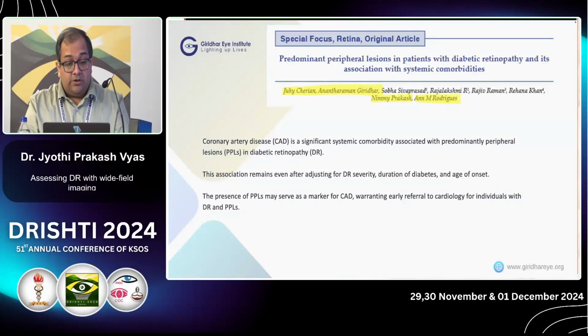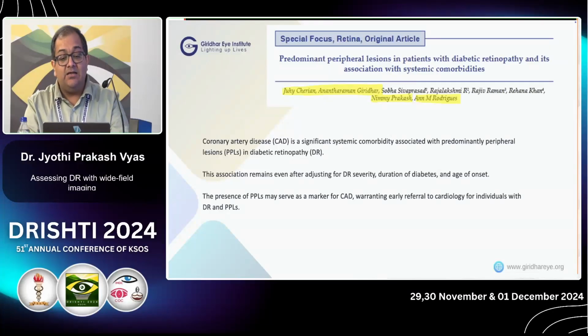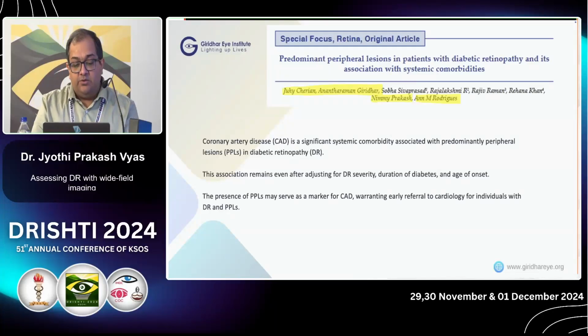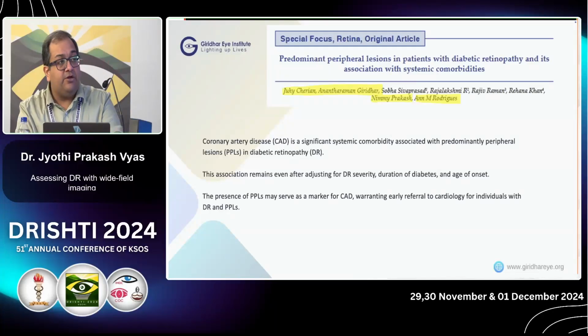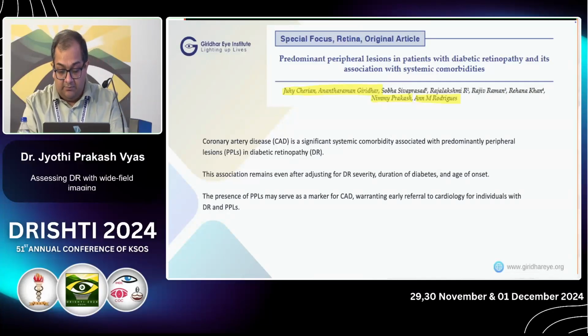Another important feature found from our hospital: we had done a study in which PPLs were associated with coronary artery disease in 20 to 23% of patients. So any patient who is found to have a predominantly peripheral lesion should be advised a cardiac evaluation, since at least a quarter of them may have underlying cardiac comorbidities.